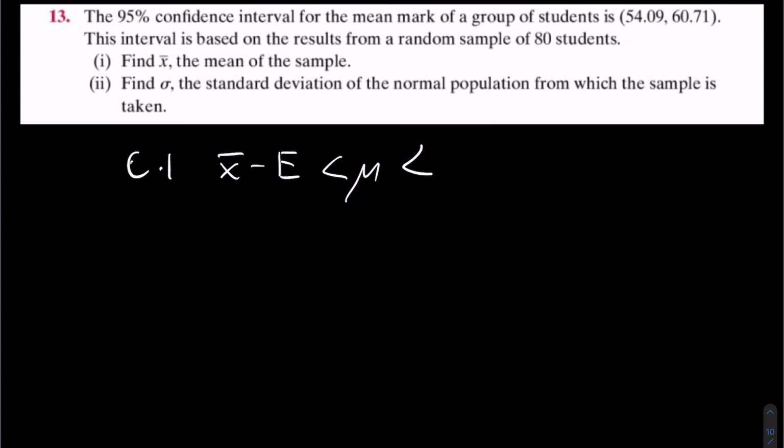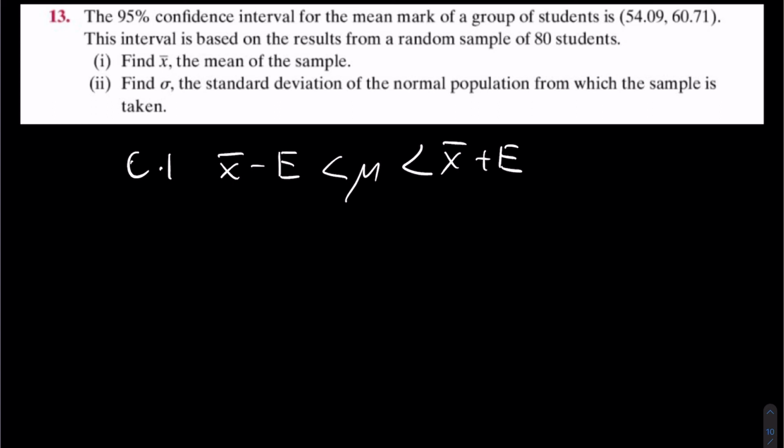Okay, so we have a 95% confidence interval for the mean mark of a group of students within this range, between 54.09 and 60.71. The interval is based on a random sample of 80 students. We have to find the mean of the sample and then the standard deviation. So I know that a confidence interval is constructed by taking the mean of the sample, taking away the margin of error, it's less than the mean of the population, and take the mean of the sample and add the margin of error.